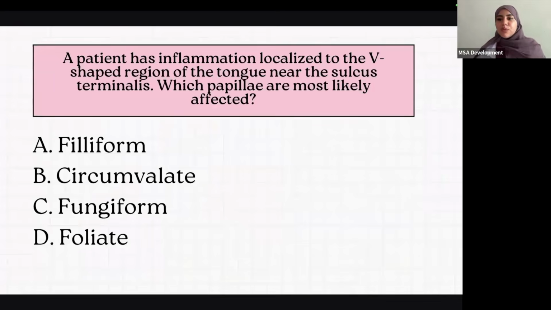Okay, now we're done with the first lecture. Let's read out the questions. A patient has inflammation localized to the V-shaped region of the tongue near the sulcus terminalis. Which papilla are most likely affected? The answer is circumvallate. This is very important. I said that circumvallate lines the terminal sulcus, okay?